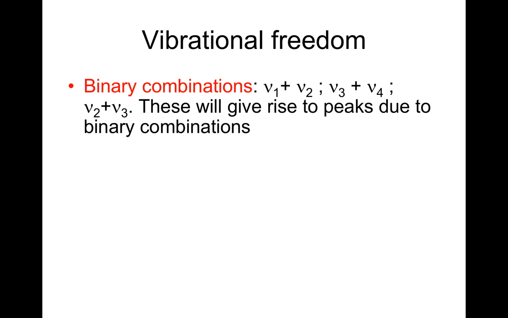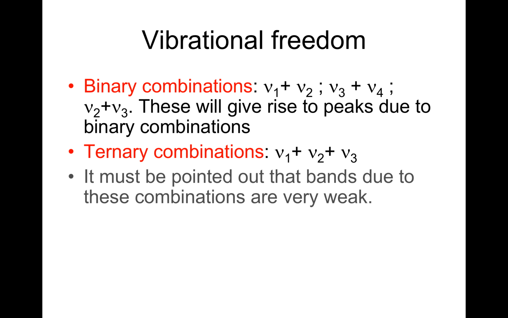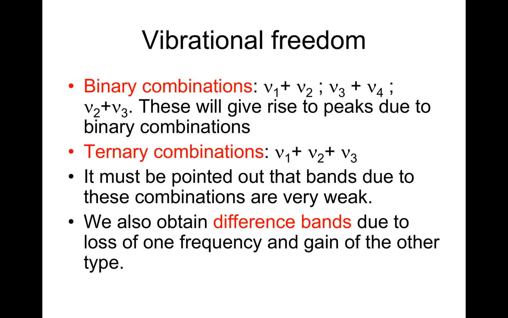For instance, we have the binary combination where you have nu1 plus nu2 to give you a band, and nu3 plus nu4, or nu2 plus nu3. These will give rise to peaks due to binary combinations. We can also have ternary combinations, that's nu1 plus nu2 plus nu3, all combining to give you a band. It must be pointed out that bands due to these combinations are very weak. We also obtain difference bands due to loss of one frequency and gain of another type.